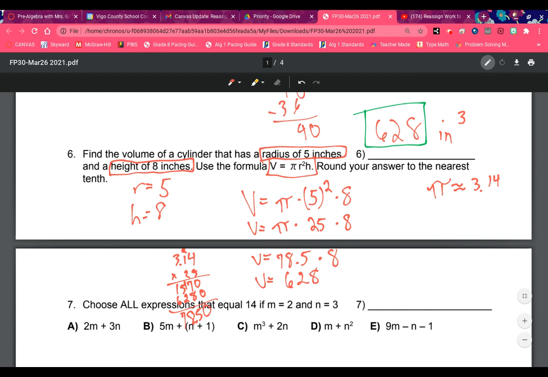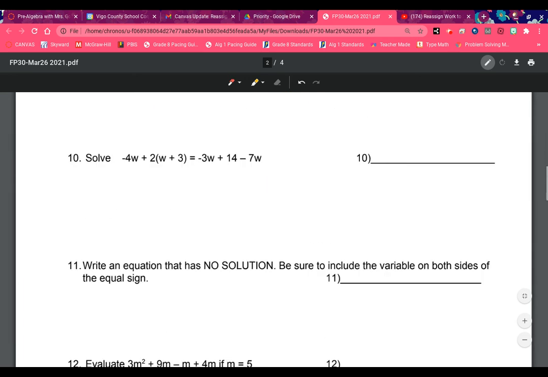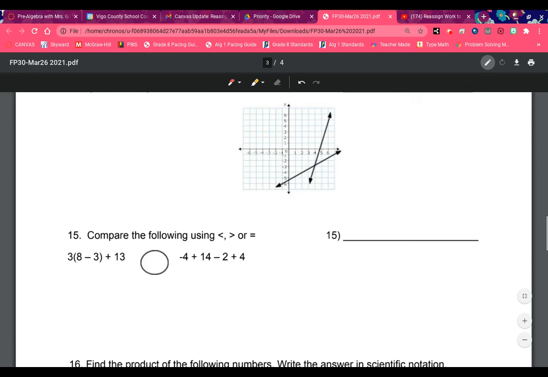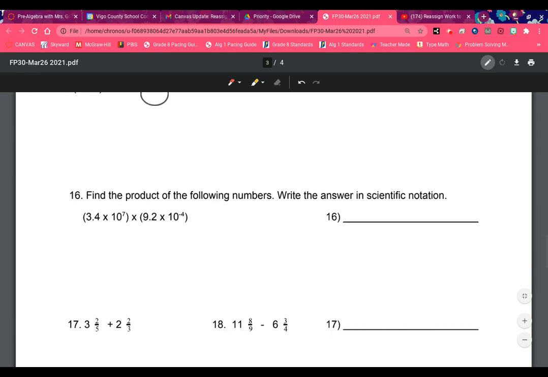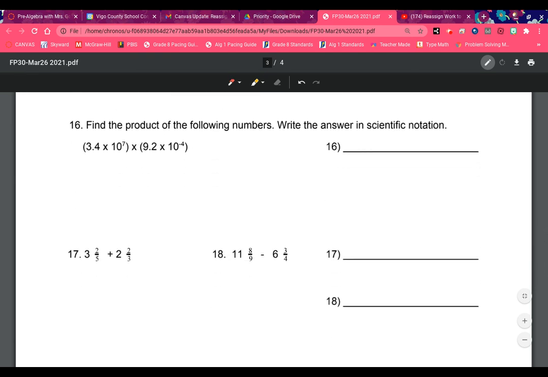But now we're going to zoom through near the end of the packet, because a few of these we went through and we were talking about how we should do them together in class so we can explain and answer any questions. So we're going to do actually 16 and 17, and then we'll be good. So find the product of the following numbers. Write the answer in scientific notation. So we have 2 numbers written in scientific notation, and we're multiplying them by each other. So we have 3.4 times 10 to the 7th times 9.2 times 10 to the negative 4th.